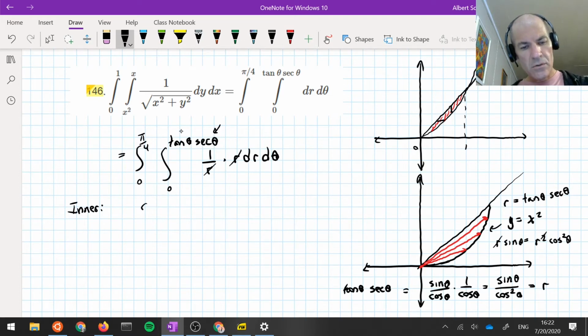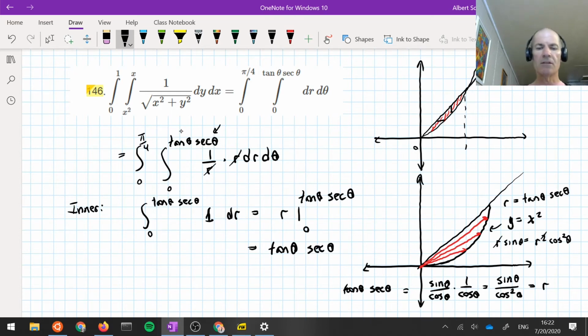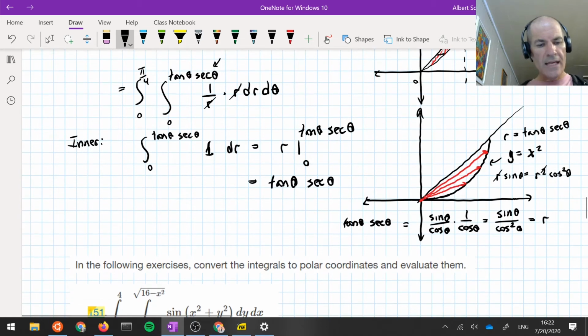The inner is going to be 0 to tangent of theta secant of theta of the constant function 1 dr. We anti-differentiate 1 with respect to r. We get r from 0 to tangent of theta secant of theta, like so. We plug in the top, we plug in the bottom, we subtract, and we get tan theta secant theta minus 0.